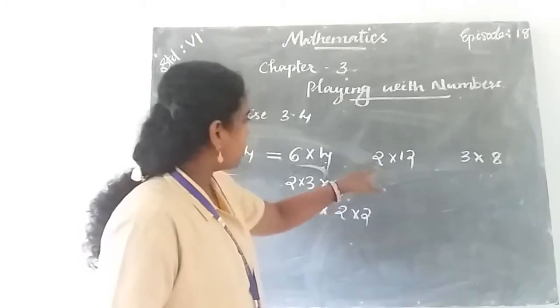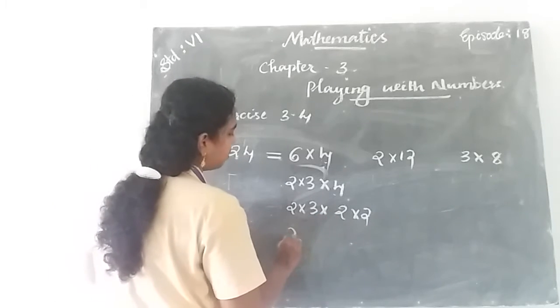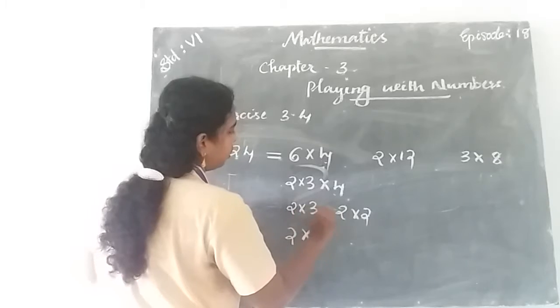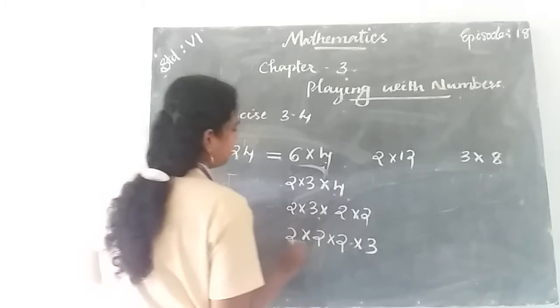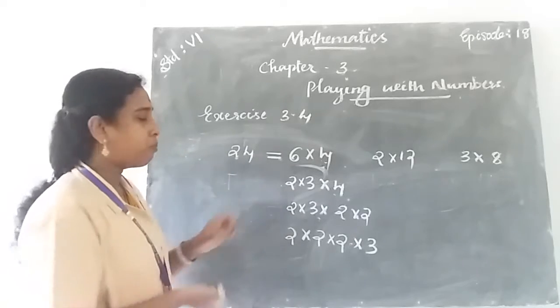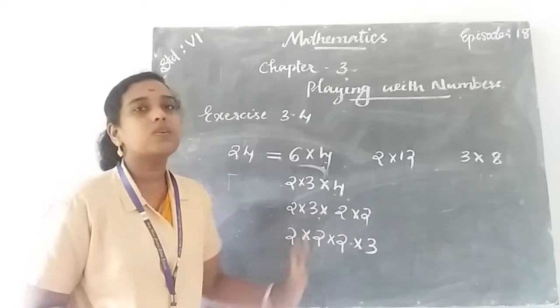And next, 2 into 12. And also we write in an order. First we write all 2's together, 2 into 2 into 2, then 3. So 24 can be prime factorized as 2 into 2 into 2 into 3.